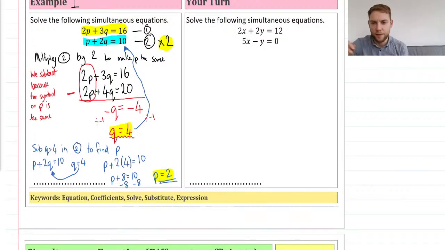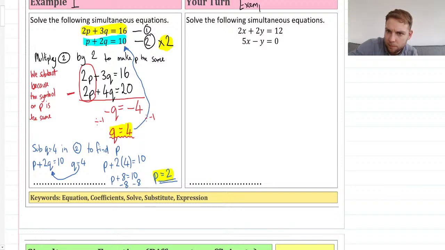So let's have a look at this next one then. So get this one down. I know it says your turn. I'm going to do this one though. So this one here is example 2. Okay, so the first question you've got to ask yourself is, let's label our equations, get them down. So equation 1, and equation 2.